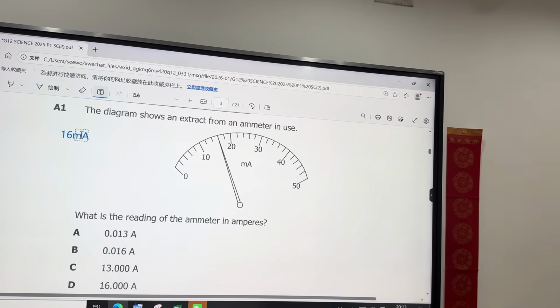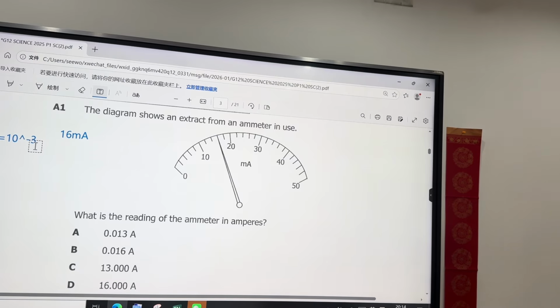We need to find a way to remove the milli. When you hear the word milli, small letter m, it is a prefix in measurement that represents 10 to the power negative 3. What we want is amps, just A. So where there is milli, we remove it and put 10 to the power negative 3, which is the same as dividing the value by 1000. Because 10 to the power negative 3 is 1 over 10 to the power 3, which is 1 over 1000.